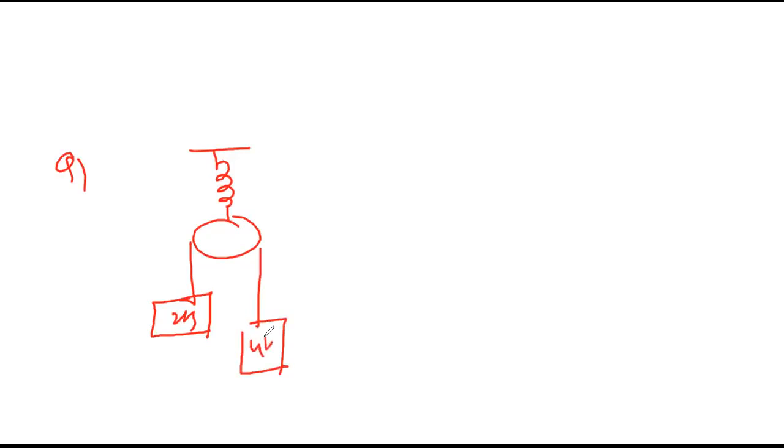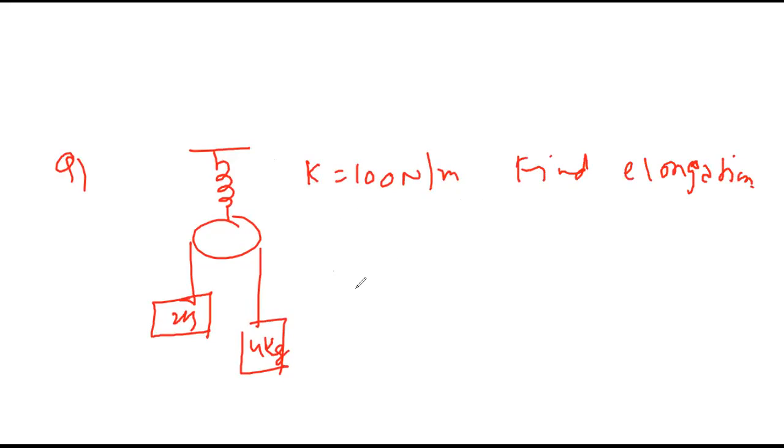Next question. This is a spring, and here we have weights of 2 kg and 4 kg, with K equal to 100 newton per meter. Find the elongation. Just copy this diagram.